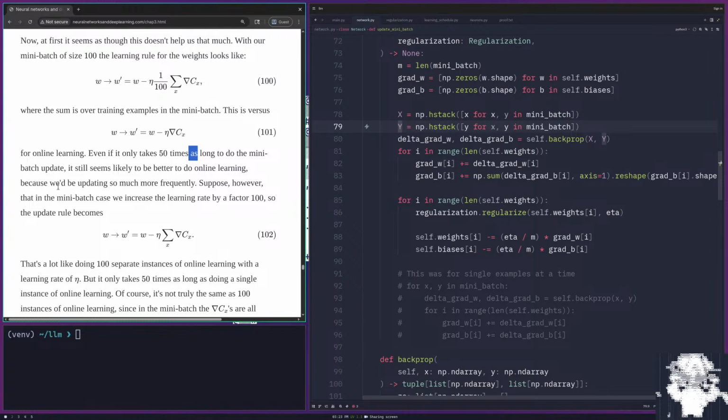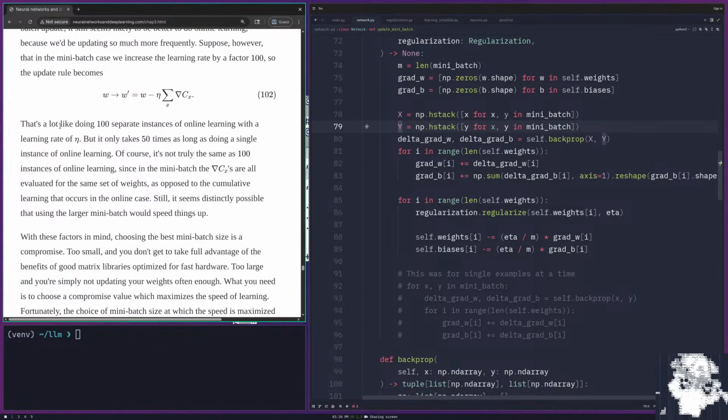However, because we'd be updating so much more frequently. Suppose, however, that in the mini batch case, we increase the learning rate by a factor of 100. So the update rule becomes, you don't have the divide by 100 for the average, you just have the same as before without the divide by 100. That's a lot like doing 100 separate instances of online learning with a learning rate of eta, but it only takes 50 times as long as doing a single instance of online learning.